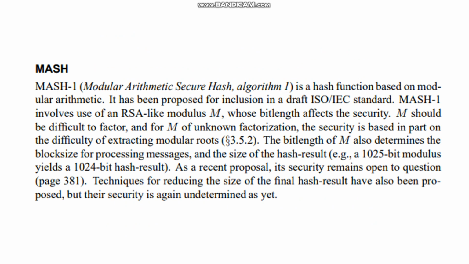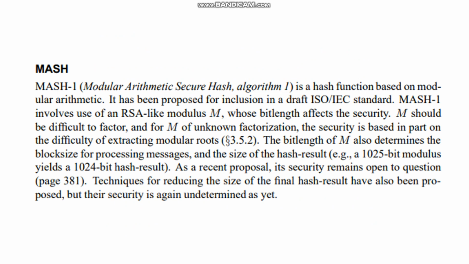Also, MASH, the modular arithmetic secure hash algorithm 1, is a hash function based on modular arithmetic. It has been proposed for inclusion in a draft ISO standard. MASH-1 involves use of an RSA-like modulus M. This bit length affects the security. M should be difficult to factor, and for M of unknown factorization, the security is based in part on the difficulty of extracting modular roots. The bit length of M also determines the block size for processing messages and the size of the hash result.